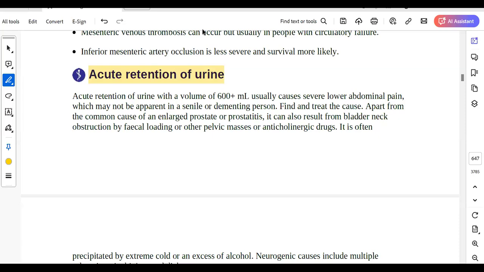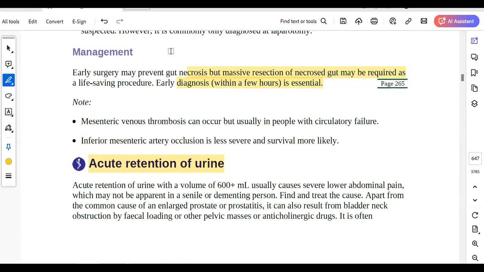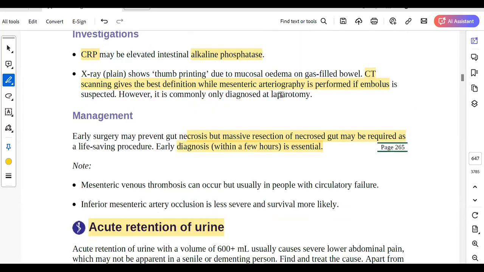CT angiogram or mesenteric angiography is the same thing. Although it is written in here that mesenteric arteriography is performed if emboli is suspected, we say that CT scan gives the best definition. If you suspect that it is due to atrial fibrillation, then yes, mesenteric arteriography will be the best. If it is not due to an emboli, then CT angiography would be best.